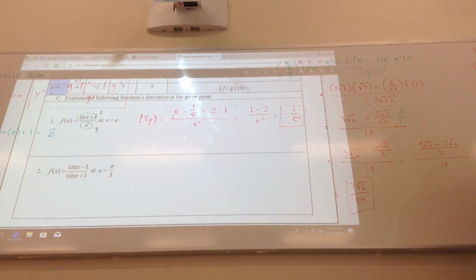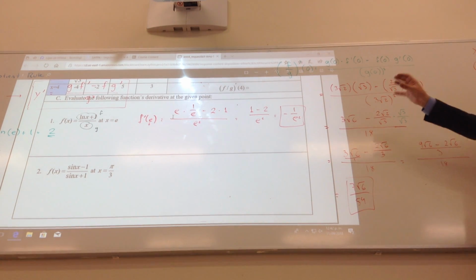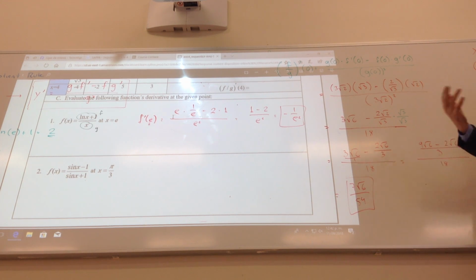That's the answer. So if you have a value, that's another alternative. If you don't have the value, you can use the quotient rule. But if not, there we go.